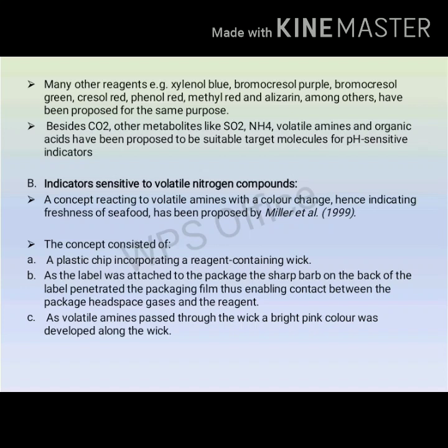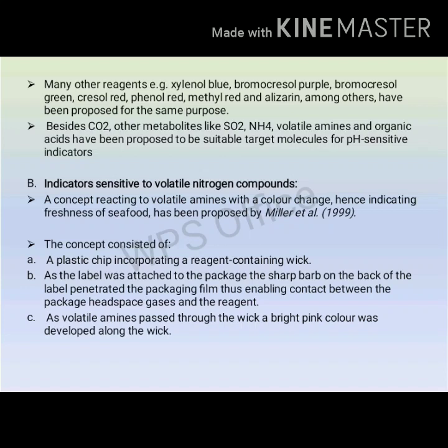Besides carbon dioxide, other metabolites like sulfur dioxide, NH4, volatile amines, and organic acid have been proposed to be suitable target molecules for pH-sensitive indicators. Next example is indicators sensitive to volatile nitrogen compounds.